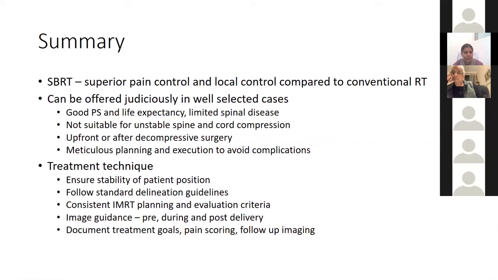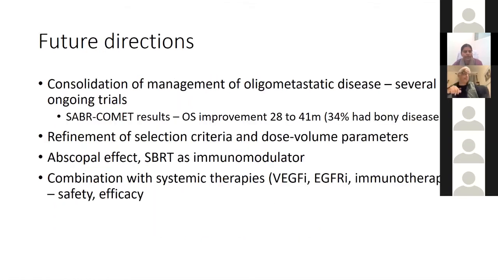It should be offered judiciously in well-selected cases, patients who have a good performance status and life expectancy and limited spinal disease. The treatment technique should be standardized for any institution, and the various steps that I elucidated earlier have to be followed. In future, we will probably see more data favoring this process when long-term data from these phase 3 trials emerges. Based on these, we will be able to define the selection criteria as well as our dose volume parameters.